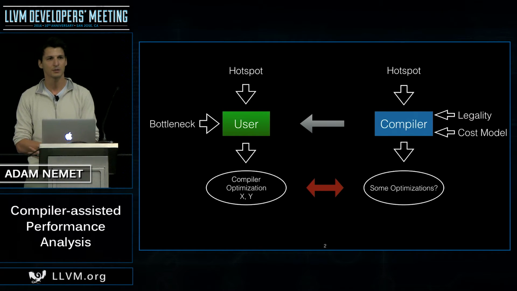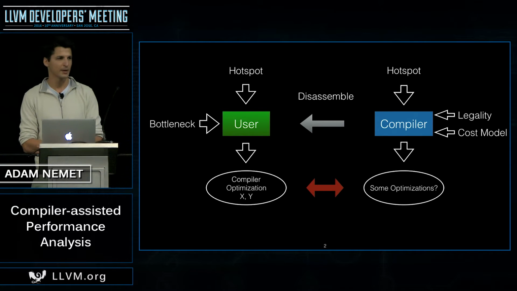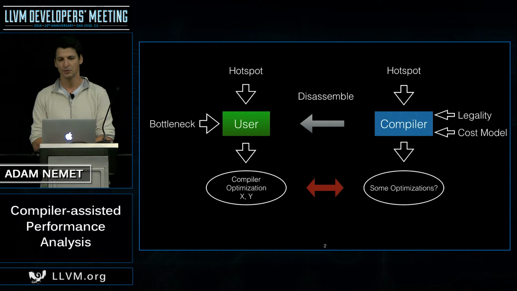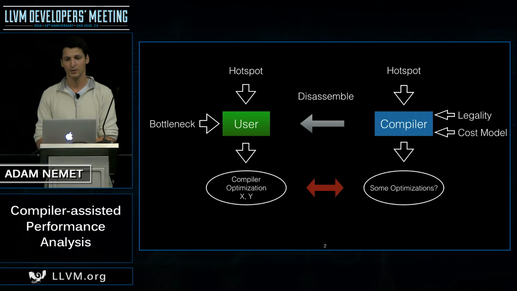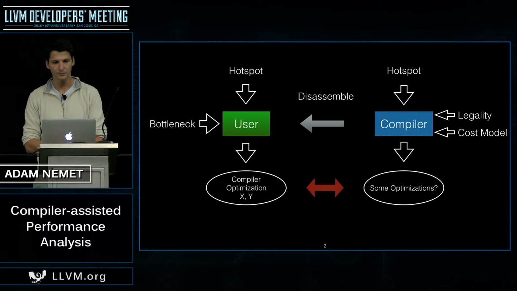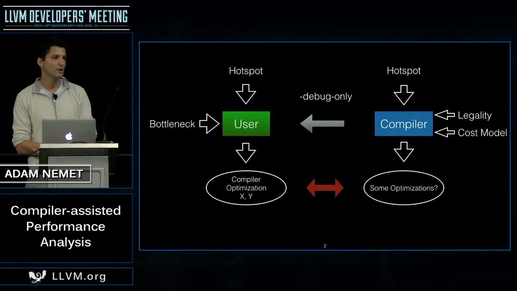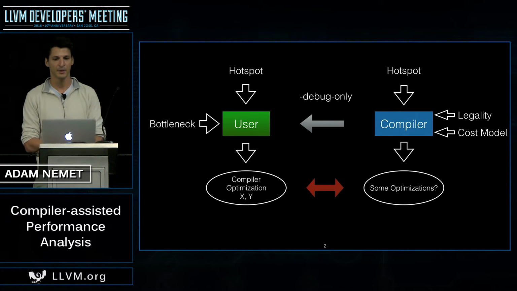We have a few options. We can try to reverse engineer what the compiler did by disassembling the generated code and going backwards. Now, this is obviously pretty labor intensive, but it's probably still what most people would do. Compiler developers have the option of using the debug output of passes. This is pretty verbose and fairly pass specific.